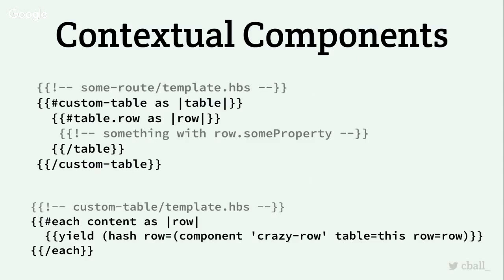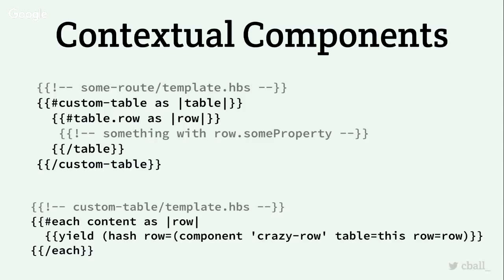What this is doing is using the component helper, which is another helper that's going to let us look up a component dynamically by name. So I have a crazy row component that's being looked up, that's taking the table. And now it's going to yield out this entire thing in our yield. So when it comes out, you'll have access to row. You'll be able to say table.row, table.row.